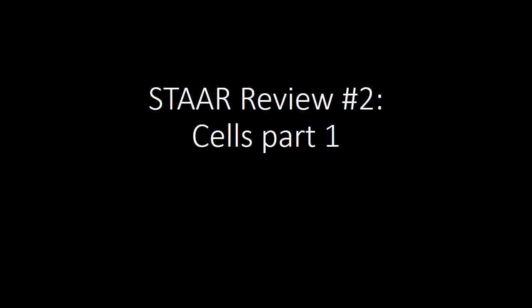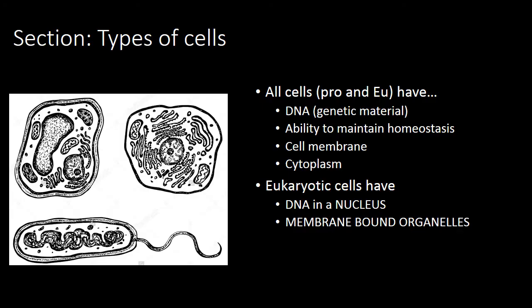Alrighty, so this is for STAAR review number 2, cells part 1. First thing about them is the types of the cells. So if you look at the picture that you have right here, you've got 3 different cells in the picture. The first thing you notice is that these 2 cells right here are way more complex, and this one is a little bit more simplistic. What does that mean? These 2 right here are eukaryotic cells. This one right here is prokaryotic.